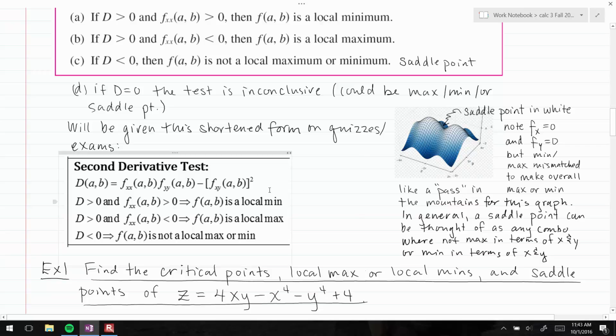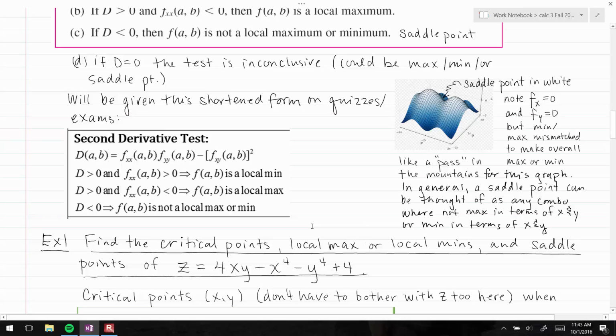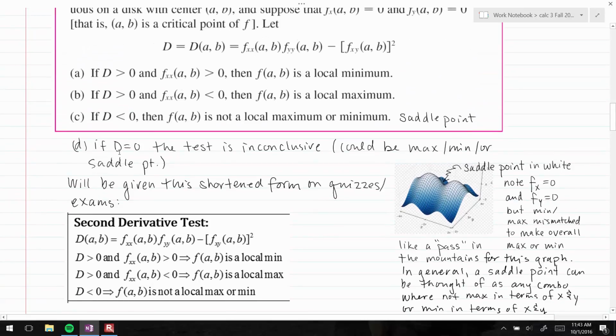The second derivative test is not given in all its glory here, but a shortened version that should help you be able to do this on quizzes and exams. Oh, one thing I forgot to mention is D. What if you get a big D that's 0? Then the test is inconclusive, which means that it could be a max, min, or a saddle point. You just can't tell, and you would just indicate that if that happens.